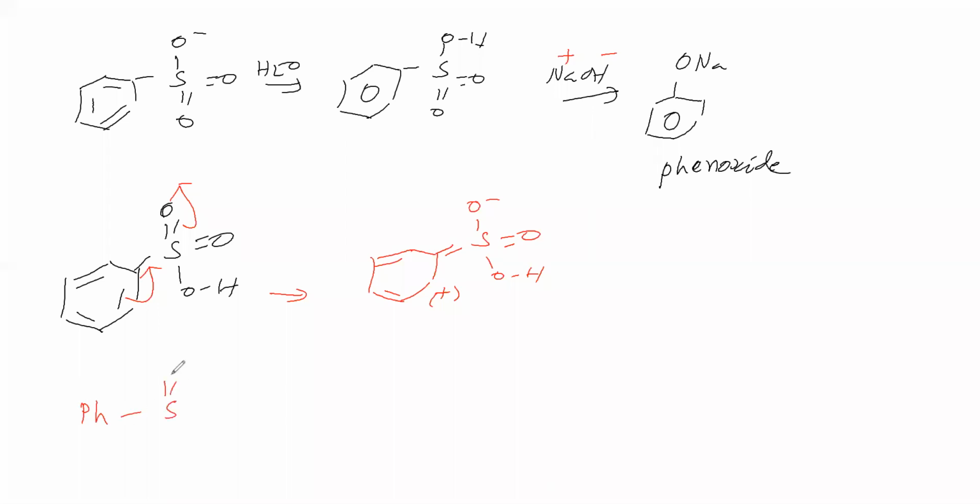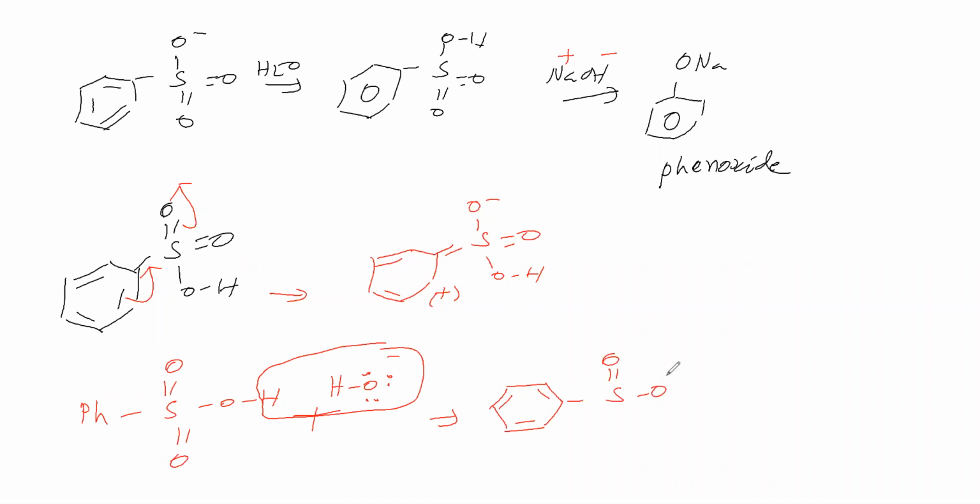Now we take the sulfonic acid. Sodium hydroxide is reacting. It is taking this H plus. Therefore, what we are getting is SO3 minus. We got SO3 minus in this case.